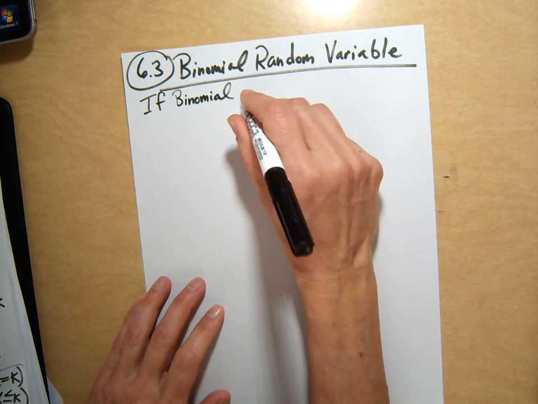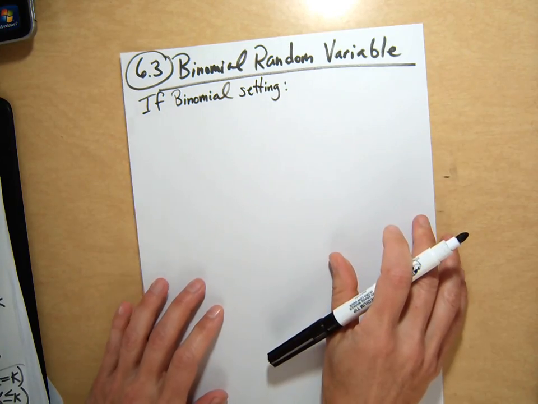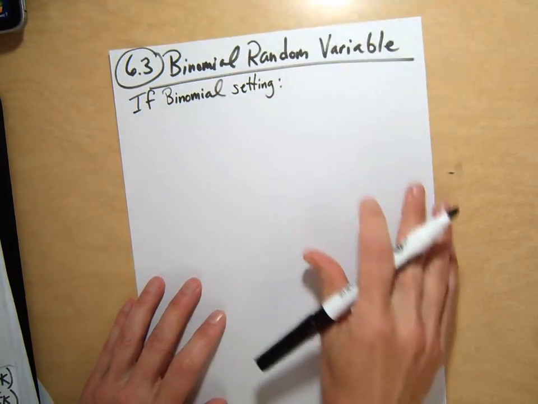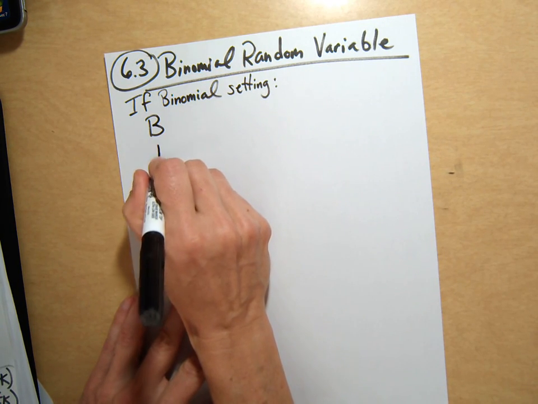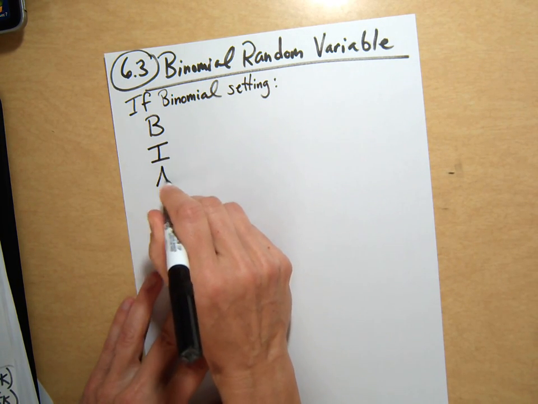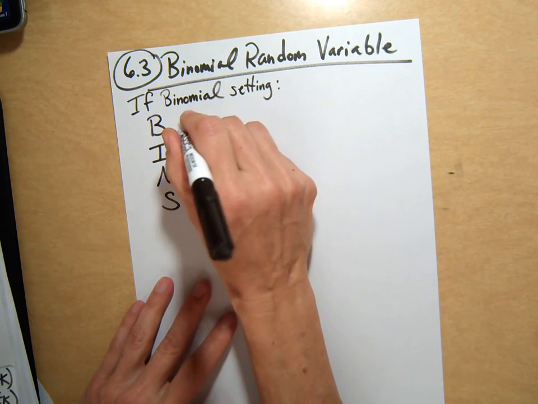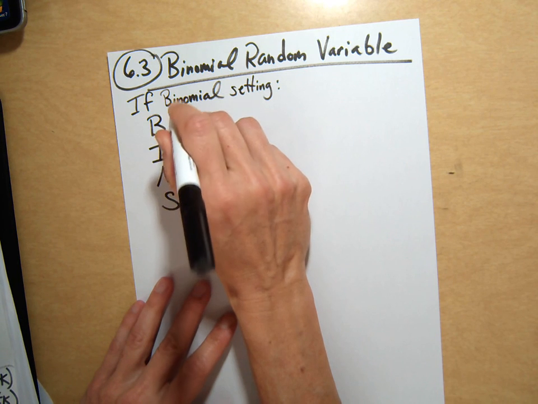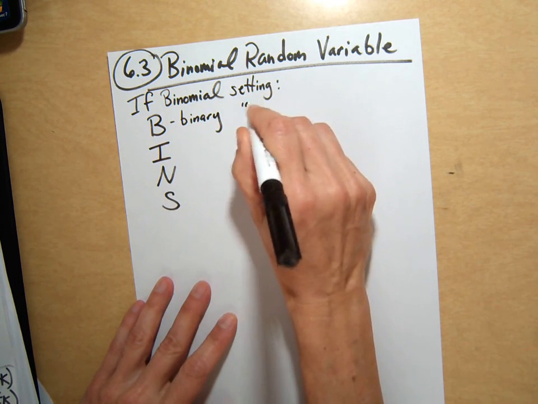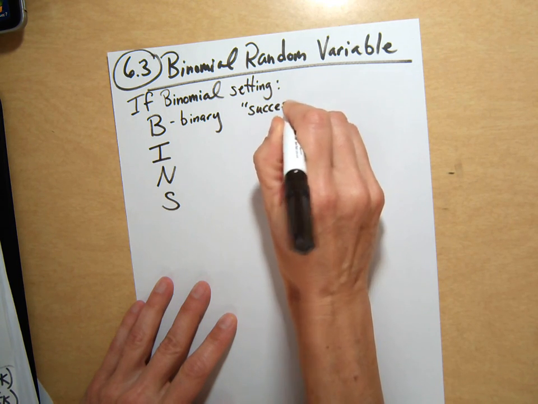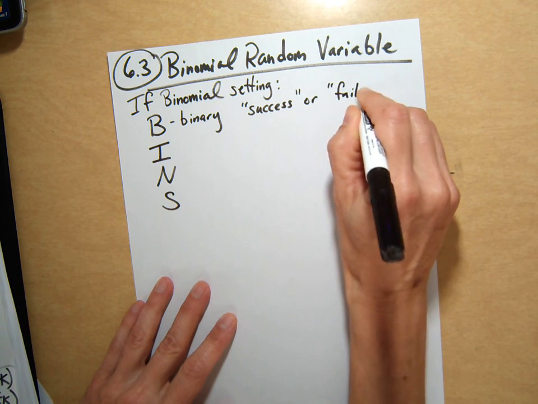If we have a binomial setting, and the way to check that, a little mnemonic to remember, is BINS. If all four of these conditions are met, and we're going to practice that in just a second, then we can say it's a binomial setting. So B stands for binary, and that means that you have either a success or failure. Say you're shooting a basket and you either make it or you don't. So that's one of the conditions.